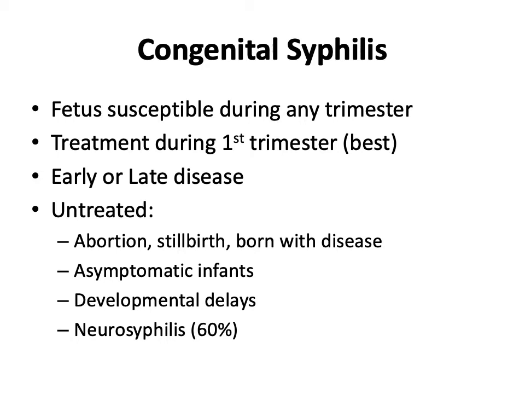Congenital syphilis occurs via transplacental transmission of the spirochetes from the mother's blood to the fetus. This can result in abortion, stillbirth, active disease, or latent infection in the infant. The fetus is susceptible at any stage of the pregnancy, but is generally most affected during the second or third trimesters.